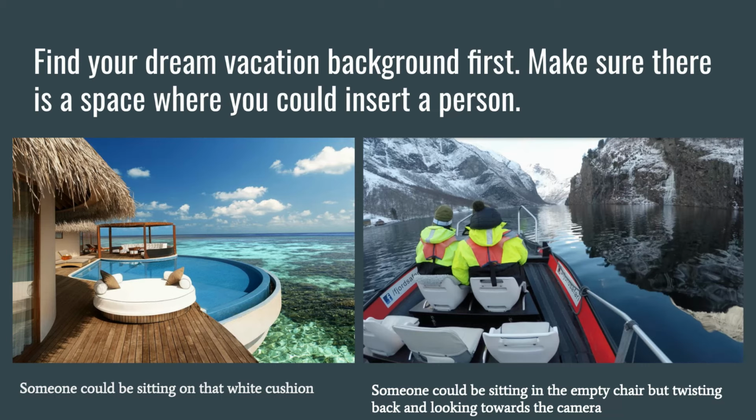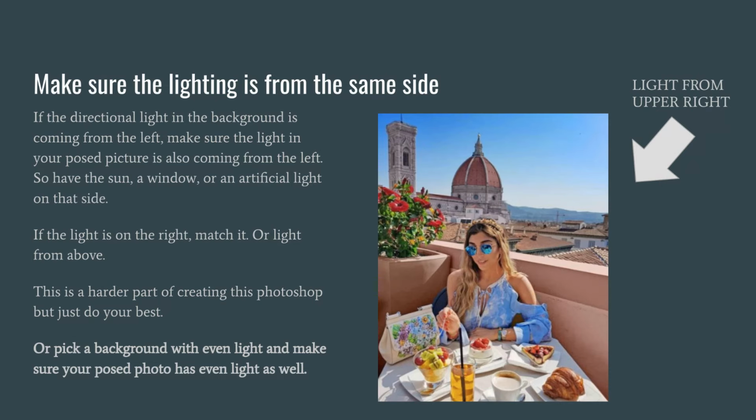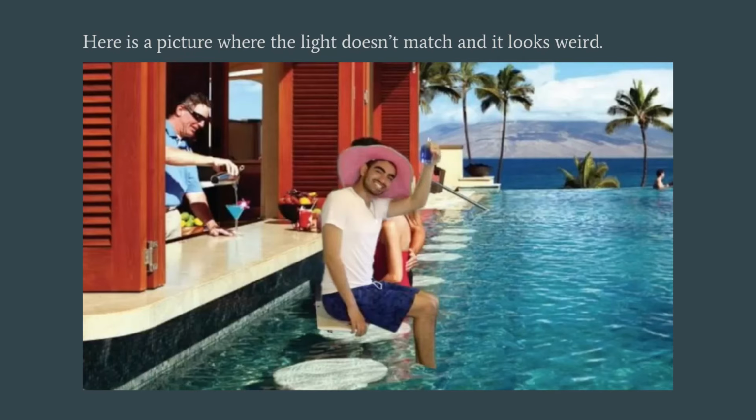So find your dream location background. Then make sure there's space to put yourself or someone else. Here's a great example. This example is also on the handout. So try to interact with the things that are in your photo. Make sure you're also dressed for the location. The lighting should come from the same side. And here's a picture where the lighting doesn't match, and it looks weird. Also, it's very poor quality, meaning the sharpness and the focus is just not right. Something is wrong with the way that the two images look together.